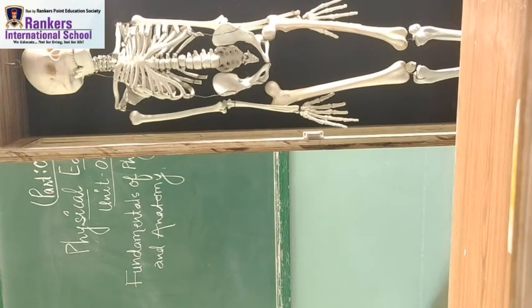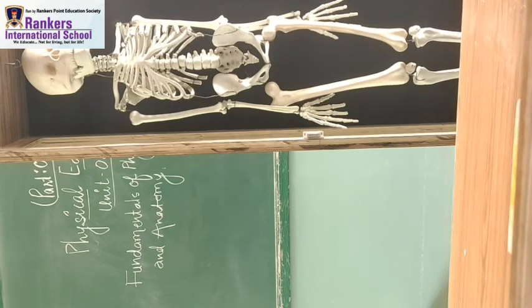Whenever we deal with the fundamentals of anatomy and physiology, we need to keep some things in mind. First, we need to know the meaning of anatomy and the meaning of physiology. Anatomy basically means to study the structure of living organisms. And physiology is concerned with the study of living organ systems and their functioning, right? So what is the importance of kinesiology, of anatomy and physiology?